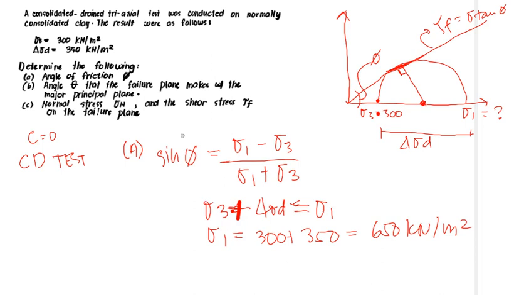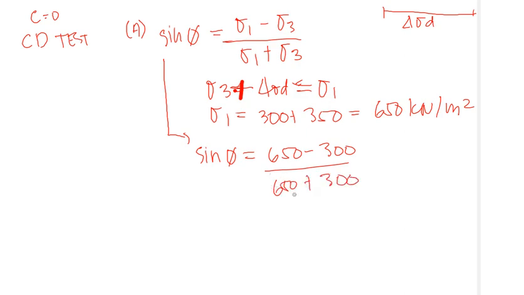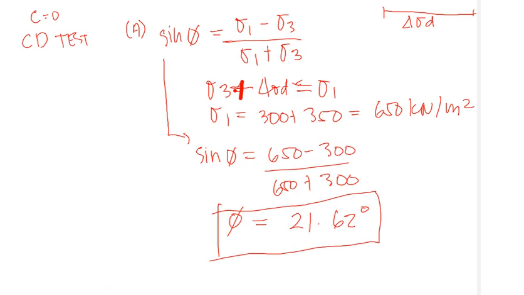Substituting the value of sigma 1 in our equation, we now have sine of phi equal to 650 minus 300, our sigma 3, over 650 plus 300. Using your calculator, you can now solve for the value of our angle of internal friction phi, that is equal to 21.62 degrees. Kindly check if my calculation is correct. So that will be our phi, equal to 21.62.